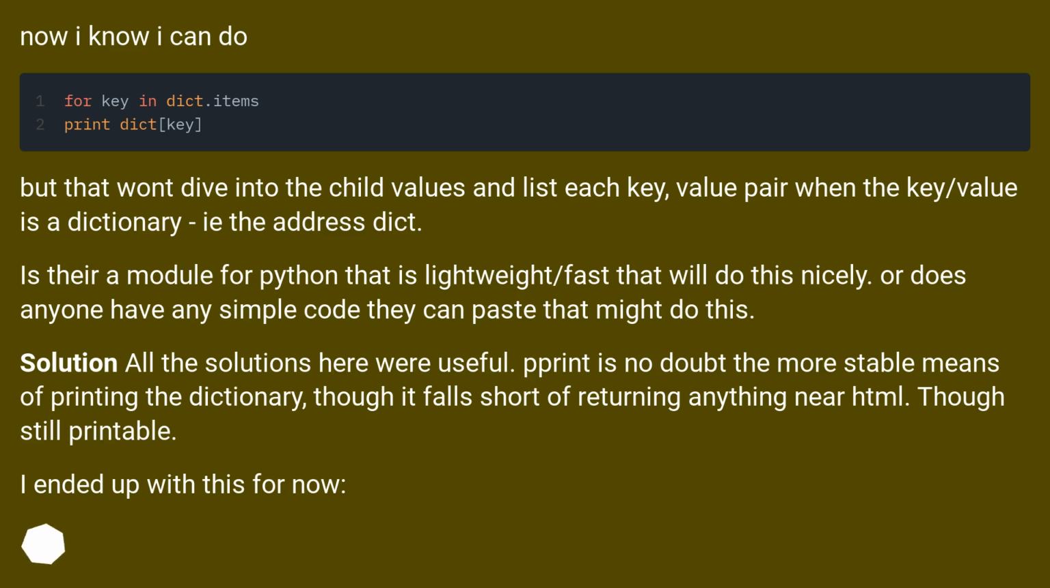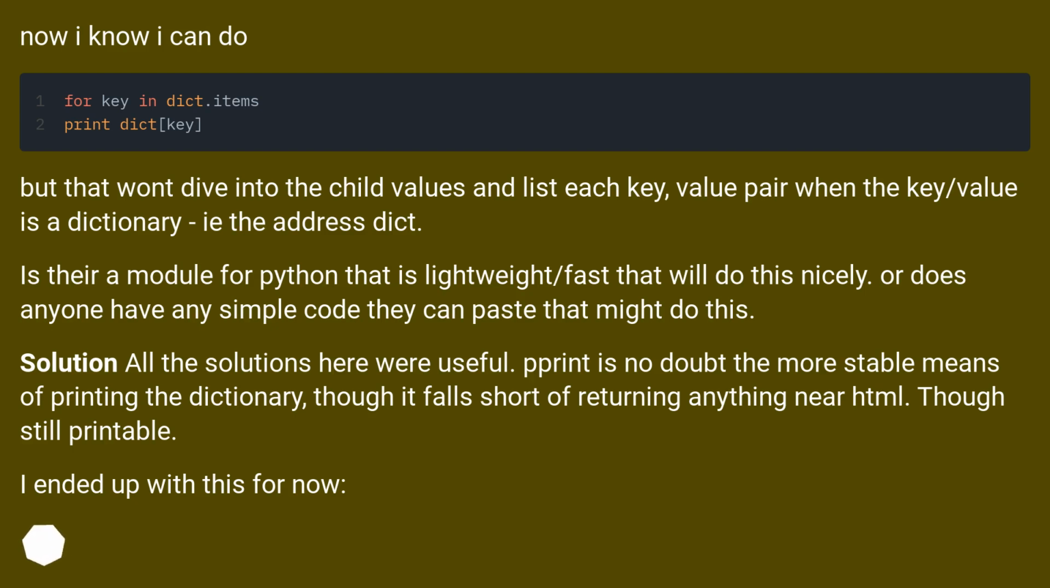Now I know I can do. But that won't dive into the child values and list each key, value pair when the key/value is a dictionary, e.g. the address dict. Is there a module for Python that is lightweight/fast that will do this nicely? Or does anyone have any simple code they can paste that might do this?